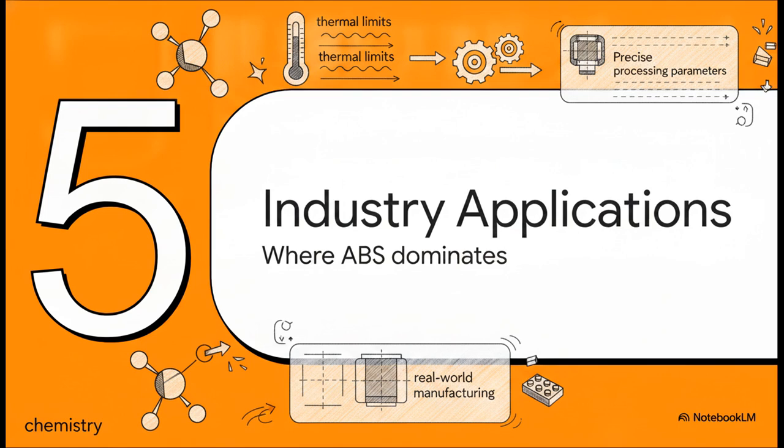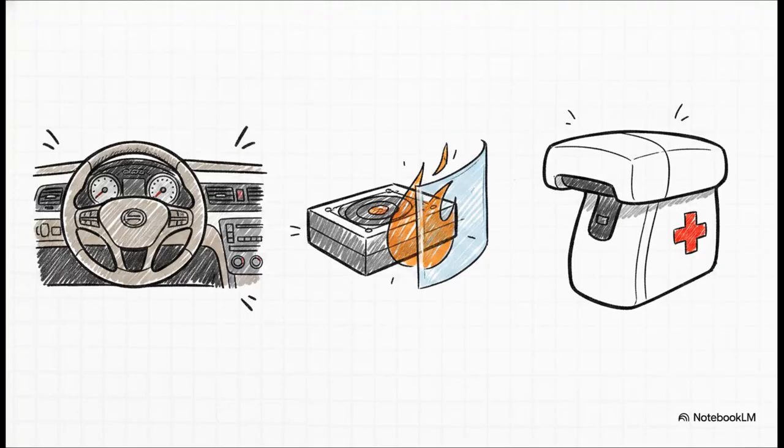Finally, Section 5. Engineering and industry applications, where ABS dominates the market. Standard ABS is great, for sure, but specialty additives are what truly unlock massive global sectors for this material. In automotive, heat-stabilized grades are used constantly for interior trims and dashboard bezels. In consumer electronics, you literally cannot manufacture a power supply housing without using a halogenated or phosphorus-based flame-retardant ABS grade that hits that strict UL 94V0 safety rating.